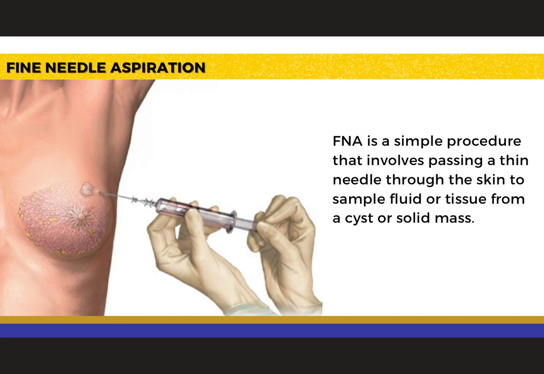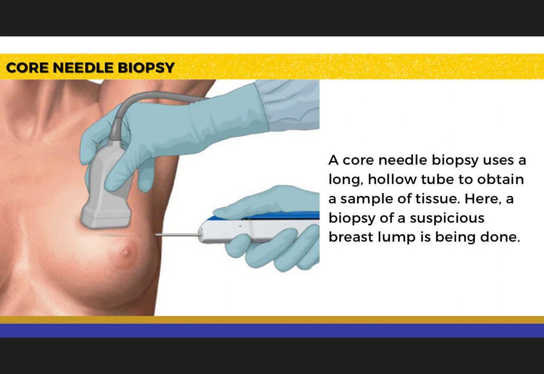So again, FNA is a very simple procedure that involves passing a thin needle, as you can see here in the photo, to sample fluid or tissue from a cyst or solid mass. If you have a growth that may be cancerous, your doctor may recommend getting a tissue sample to confirm whether it's malignant and to determine how to treat it. A core biopsy or core needle biopsy allows the doctor to do this without doing surgery. It is often used to diagnose breast cancer.